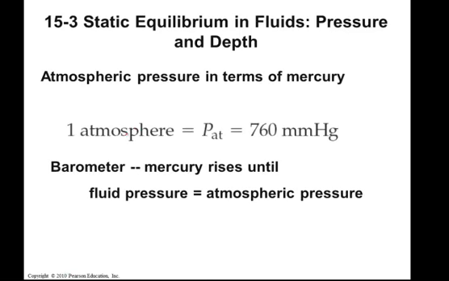And 1 atmosphere of pressure is 760 millimeters of mercury. And on the news, you'll find it measured in inches because they use inches instead of millimeters. And in a barometer, the mercury will rise until the pressure in the fluid is equal to the atmospheric pressure.